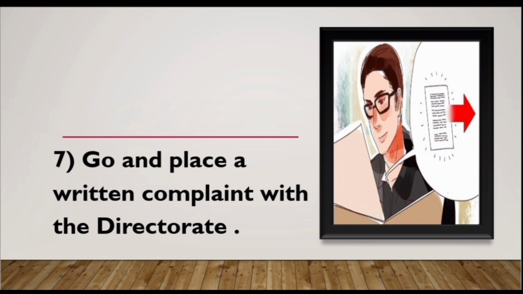Sentence number 7 is: Go and place a written complaint with the Directorate. After reading this sentence we realize that it is giving advice to someone, or it's giving an instruction. The sentences which give us instructions, commands, advice, requests, invitations or wishes are termed imperative sentences. So this sentence is an imperative one.